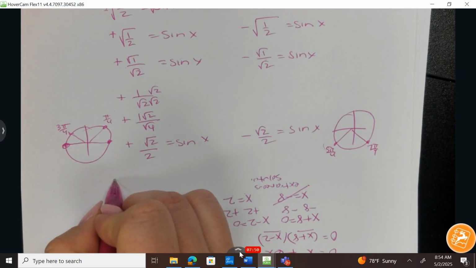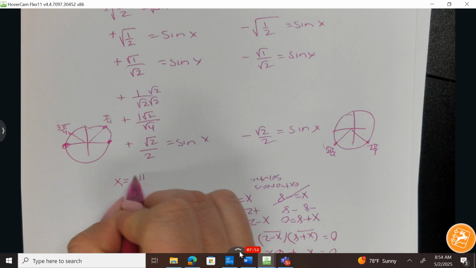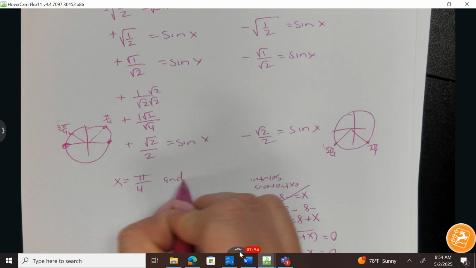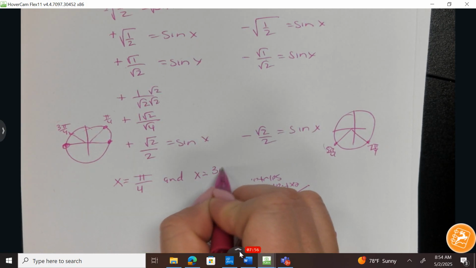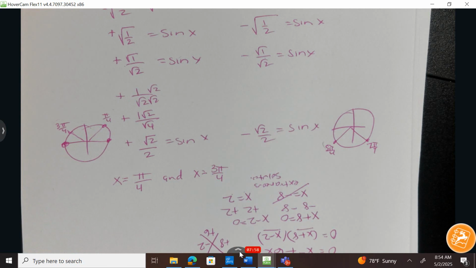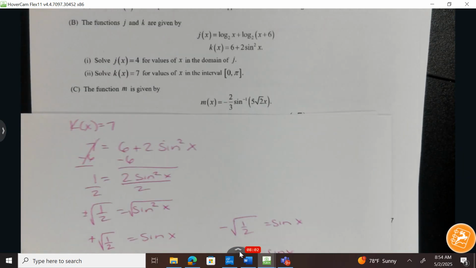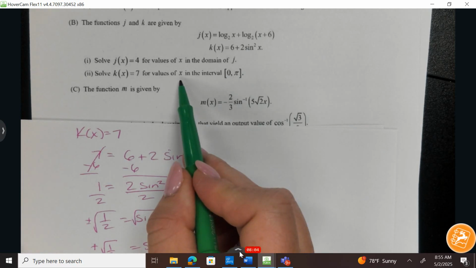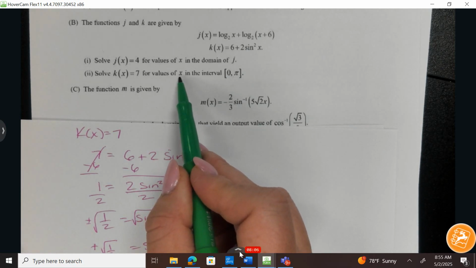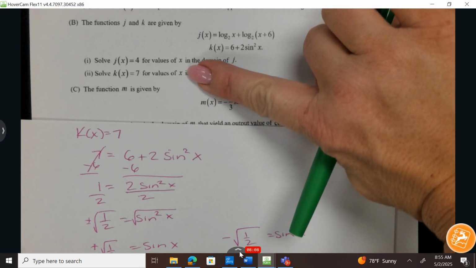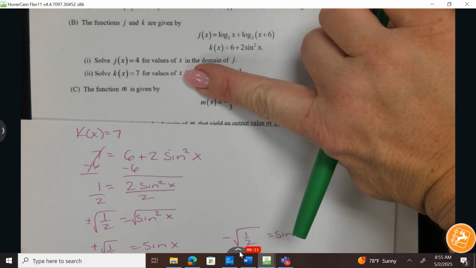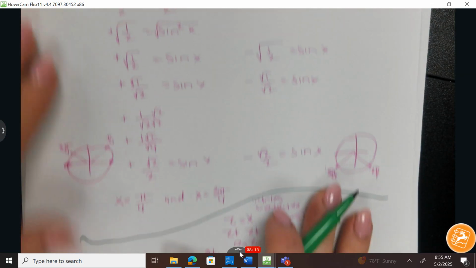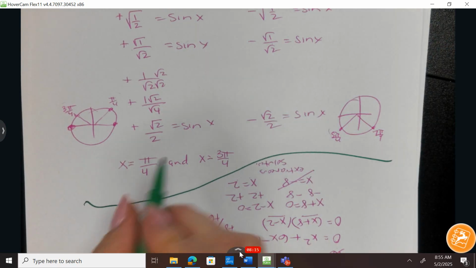So my only answers would be x equals pi over 4 and x equals 3 pi over 4. But this is a great learning opportunity. I do want to stop for a second. If there was no restriction on where I could find values of x, I just want to take this time to practice. How could I write this?